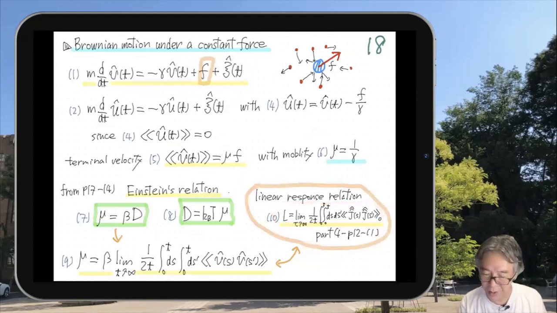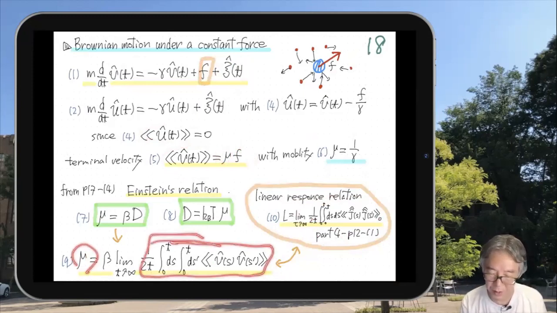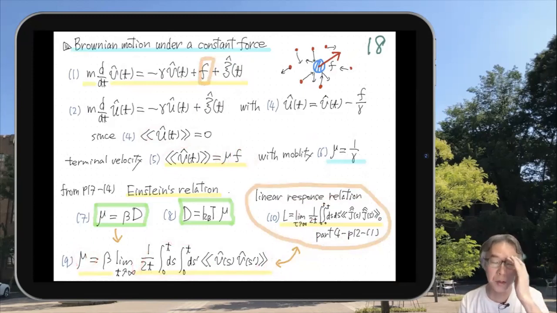So this is the same equation. I changed the variable a little bit, but this is the same as equation 1 in part 4. You see that these are exactly the same. The formula looks the same, and the meaning is the same. Here, you applied an external force to the system, and you generated a non-zero flow, and you looked at this transport coefficient, and it's given by this time integral of the fluctuation.